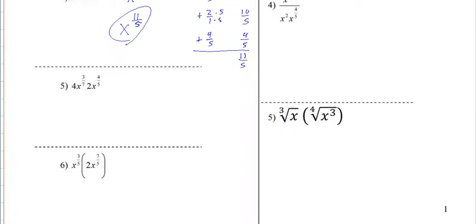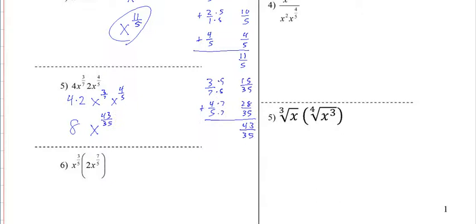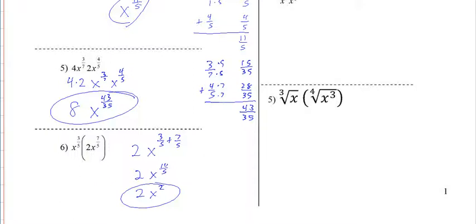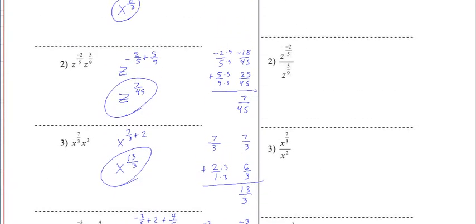Alright, and just to help you with this one, make sure you rearrange it. This is 4 times 2, and then you would have x to the 3/7 and x to the 4/5. So the answer is going to be 8, x to the whatever those are added together, to the 43 over 35. Alright, try the last one. So you should have 2x squared, and that's it. So if you're multiplying, you just add the exponents.